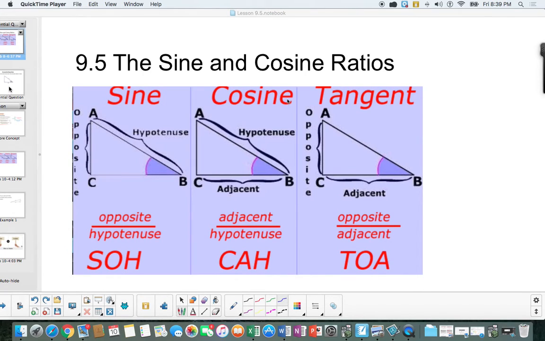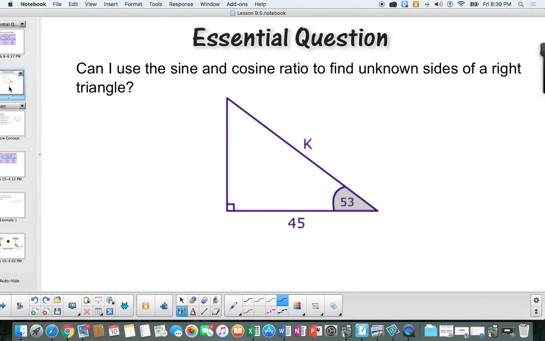9.5, the sine and cosine ratios. Essential question: can I use the sine and cosine ratio to find unknown sides of a right triangle? Let's take a look at this triangle.